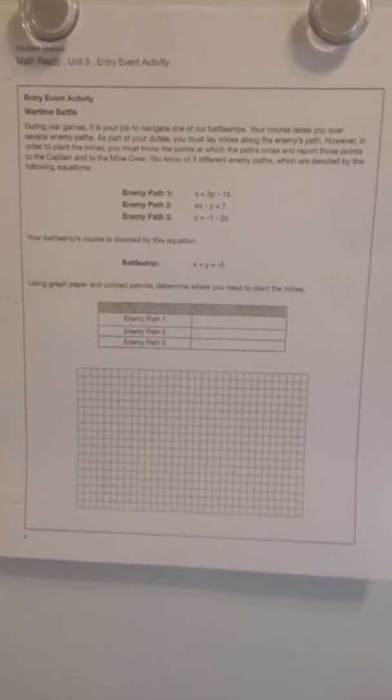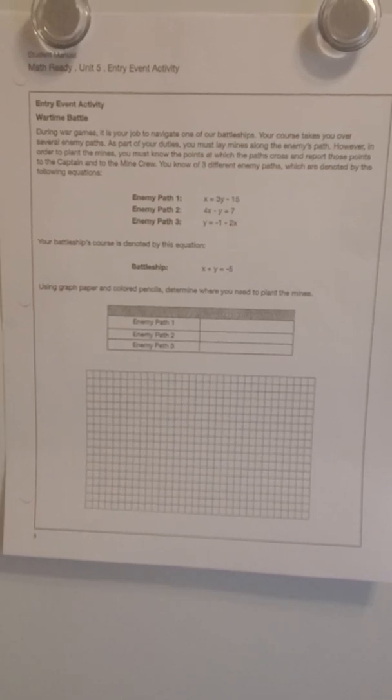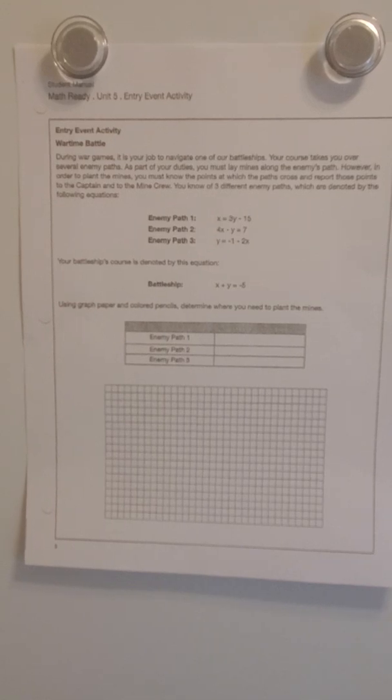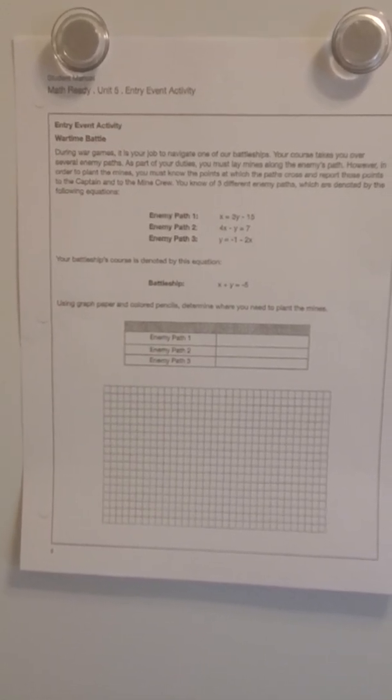Okay, video, we're going into Unit 5. Unit 5 is on systems of equations. That's just where two lines cross each other. That's all it is, okay?